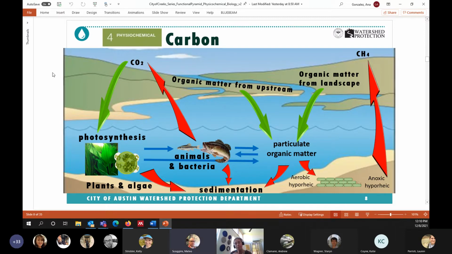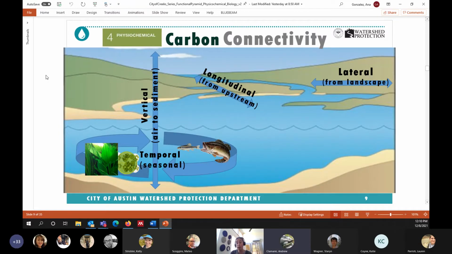Some of the sediment, as the carbon gets loaded there and gets buried under sediment loads, acts as carbon sink. So our aquatic systems can be an important carbon sink. The concept of connectivity, I mentioned that we had this vertical connection, all of atmospheric carbon all the way to sediment and back. We have temporal connectivity, how it cycles within the system.